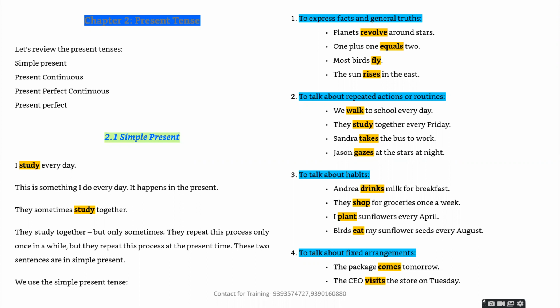I study every day. This is something I do every day. It happens in the present.